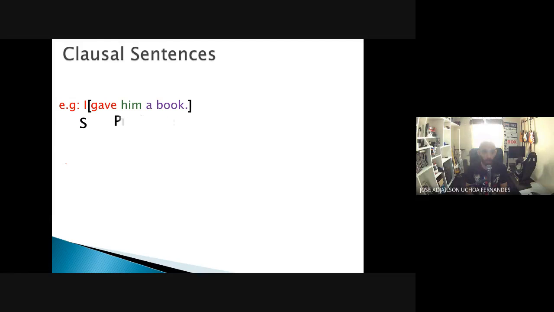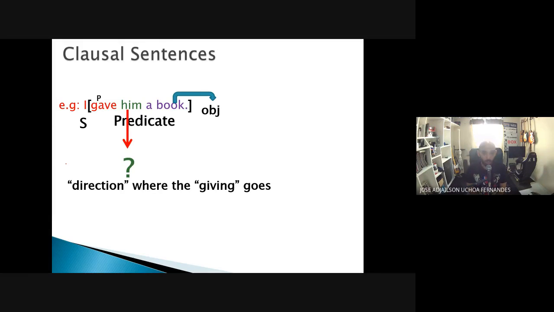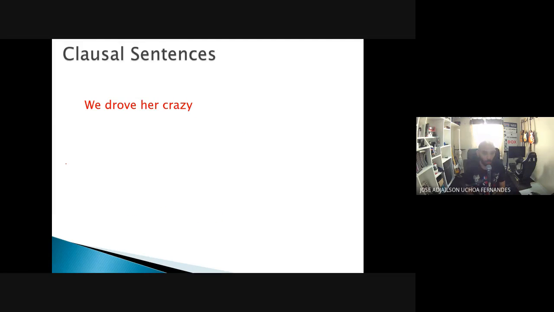Right. So here, with a more organized diagram, the predicator, a book is the object, and him is the direction where the given thing goes. So the book is the thing that gets given, the direct object, and him is the direction, so it's the indirect object. Okay. Now, we drove her crazy.